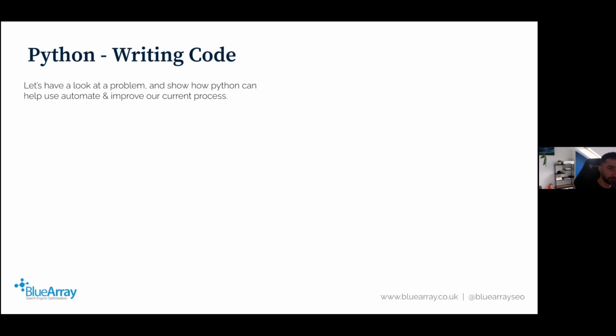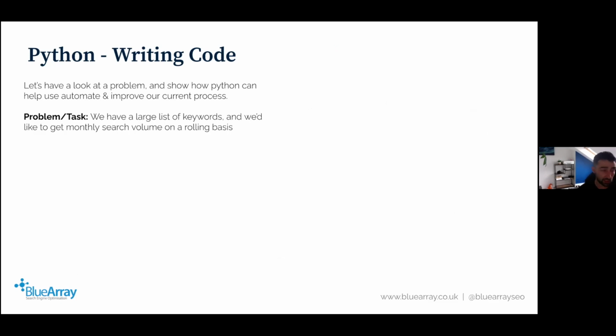Let's have a quick look at a problem and show how Python can help automate and improve our current process. The task is that we have a large list of keywords, and we would like to get monthly search volume on a rolling basis. We'd like to get monthly search volume in the middle of the month, every single month. You just want to see trend level data of keywords.